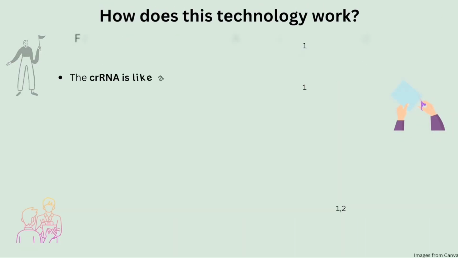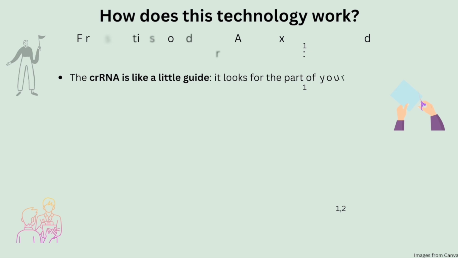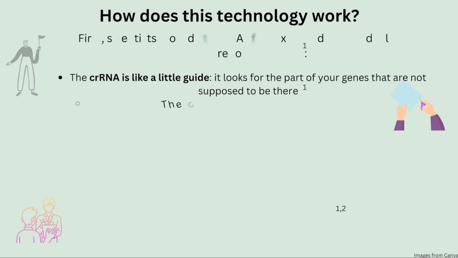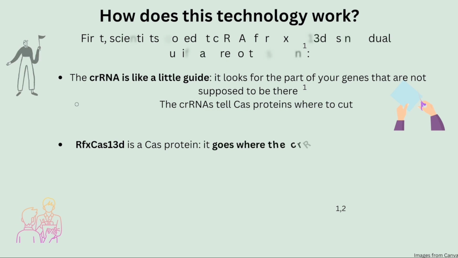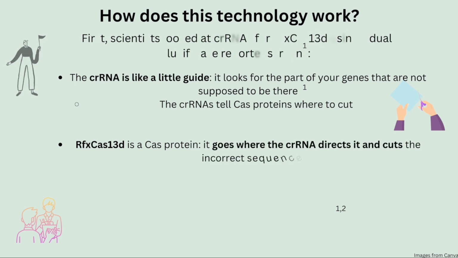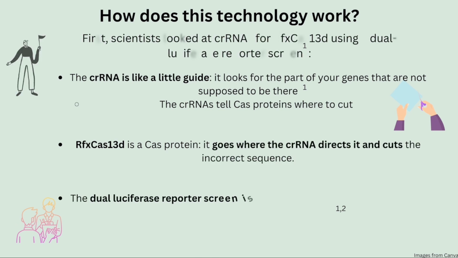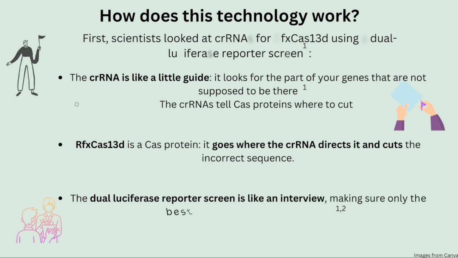And now, let's talk about how this technology works. First, scientists look at cRNAs for RFX-Cas13D using a dual luciferase reporter screen. The cRNA is like a little guide. It looks for the part of your genes that are not supposed to be there, and then it will tell the Cas protein where to cut.